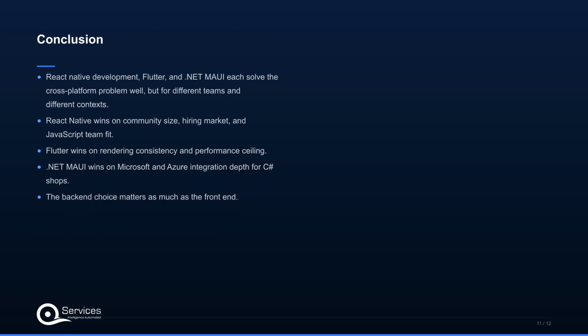Now, conclusion. React Native development, Flutter, and .NET MAUI each solve the cross-platform problem well, but for different teams in different contexts. React Native wins on community size, hiring market, and JavaScript team fit. Flutter wins on rendering consistency and performance ceiling. .NET MAUI wins on Microsoft and Azure integration depth for C# shops. The backend choice matters as much as the front end.